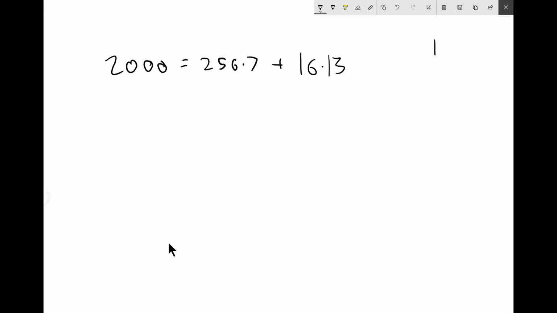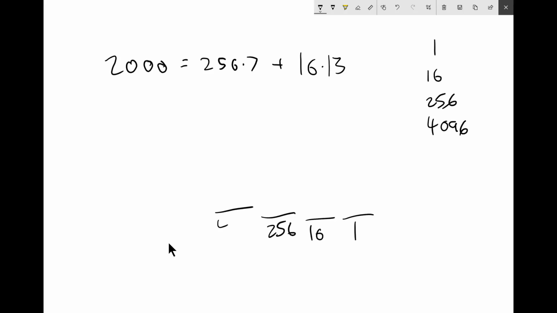So we have our 1, we have our 16, we have our 256, and we have our 4096. So how many 1s do we have? Now it is important to keep the 1 in place, okay? Just because we don't have any 1s doesn't mean we can ignore it. So we have 0 1s.